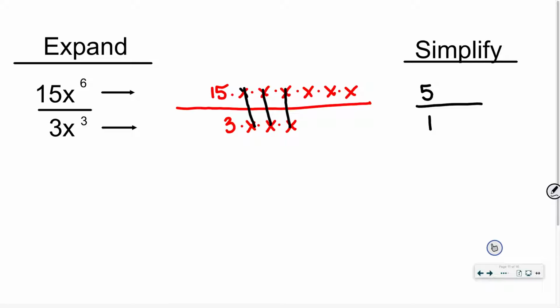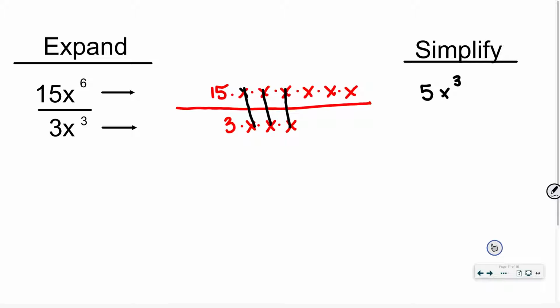And what am I left with? So how can I write that? Do I need to show a denominator here? No. Now in this example, the denominator is 1. I don't have to represent that. So my simplified expression would be 5x to the 3rd.